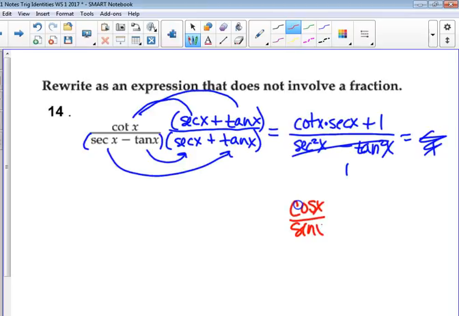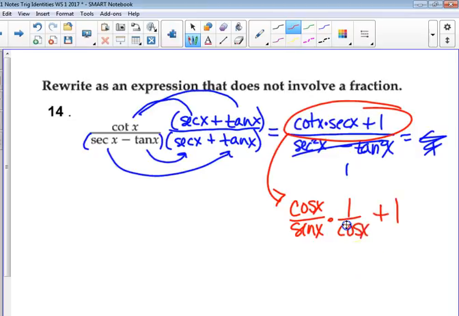Cosine over sine times 1 over what's secant? I'm rewriting this in sines and cosines. And we get 1 over sine, which is no fraction anymore. No, it's not squared. Yes, that happens all the time, guys. When you see a sine x minus 1, you want to trade it for a cosine. It only works when there are squares in there, okay?